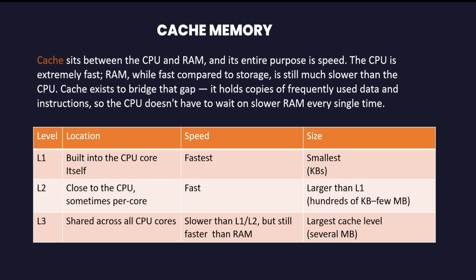L3, shared across all CPU cores. Speed, slower than L1 and L2, but still faster than RAM. Size, the largest cache level, several MBs. The pattern to remember: L1 is the closest to the CPU, fastest and smallest. L3 is the furthest from individual cores and it is the slowest and largest of all. Remember this mini hierarchy of cache.